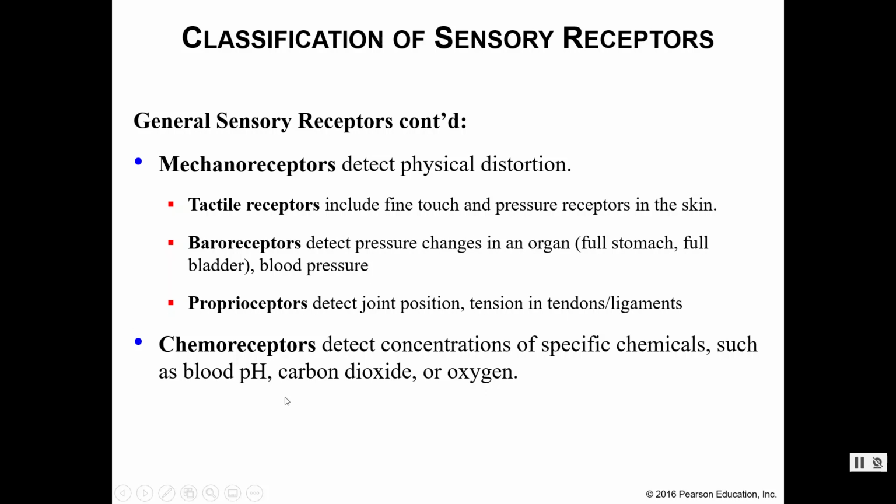And then we have chemoreceptors. These detect chemicals, the concentration of specific chemicals. You have chemoreceptors that detect changes in your blood pH, your carbon dioxide and your oxygen levels, hydrogen ion concentrations, all that kind of good stuff.